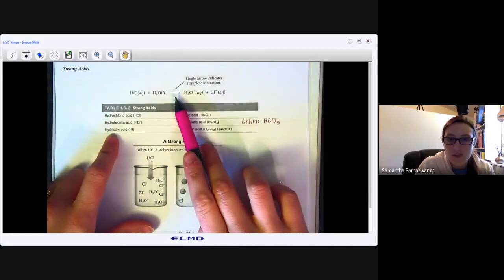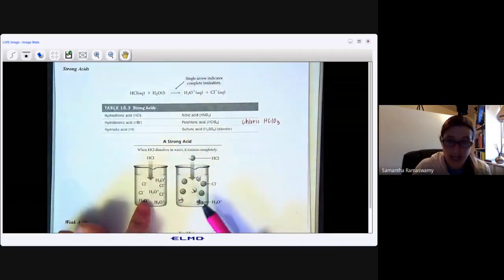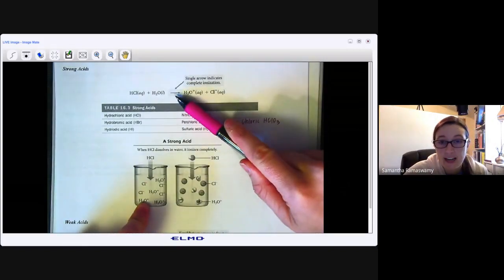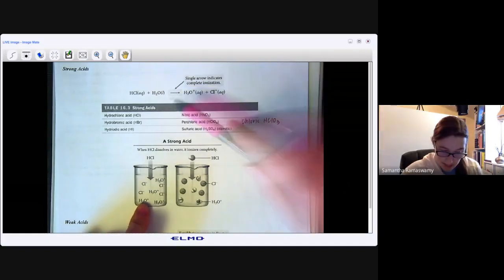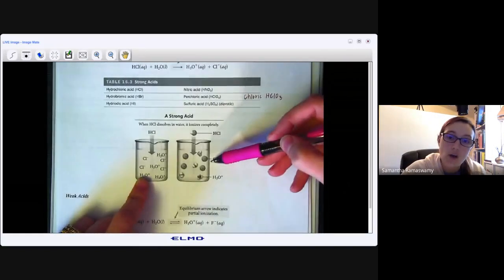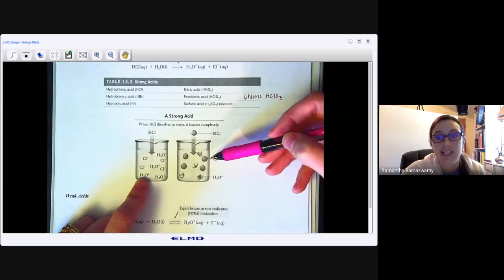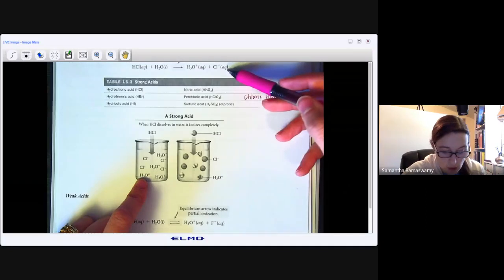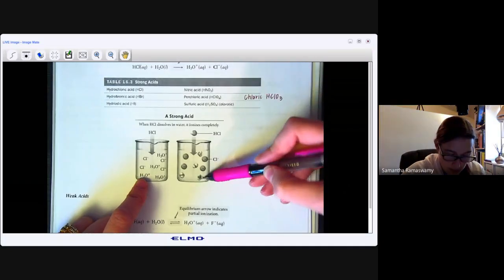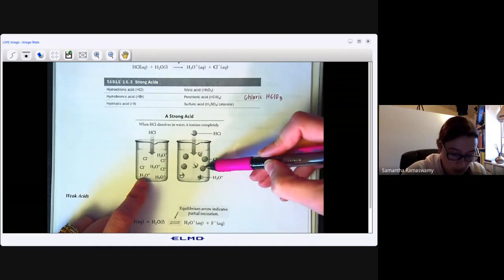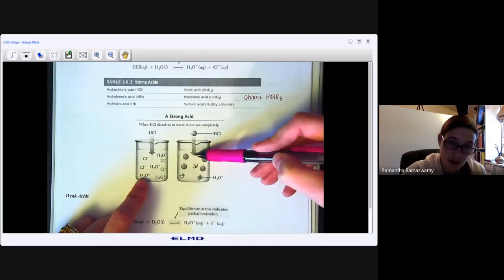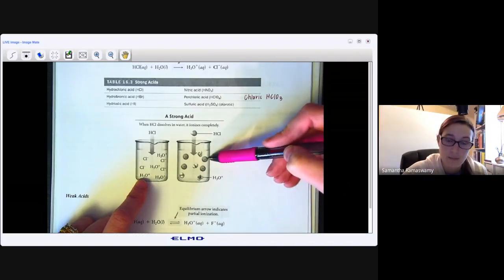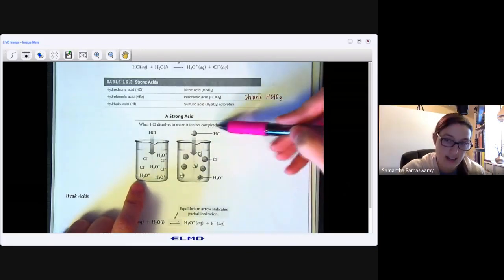Now, what it means in terms of a particle diagram is that if we have a strong acid and it completely ionizes, at the particle level we should see only H plus and Cl minus ions. I'm going based off of the equation up here. We should only see H plus or H3O plus and Cl minus ions. Notice that as soon as the HCl gets put into water, it immediately breaks up into H3O plus and Cl minus, because the definition of a strong acid is that it ionizes completely.